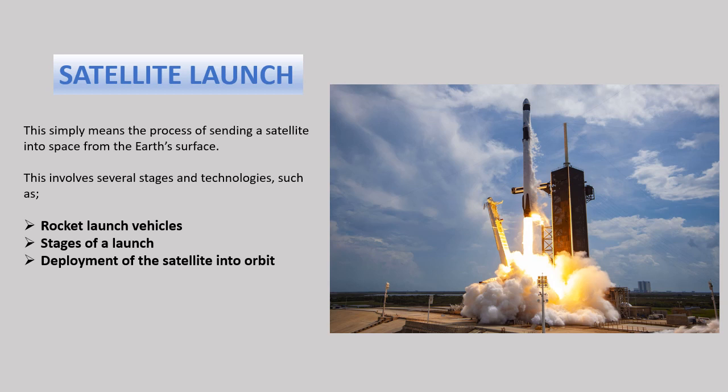Deployment of the satellite into orbit. Once the rocket reaches its intended orbit, either the MEO, the HEO, or whichever orbit, the satellite is deployed. The satellite is released from the upper stage and begins its mission in space. Looking at the diagram beside, we see a rocket projected upward into space.